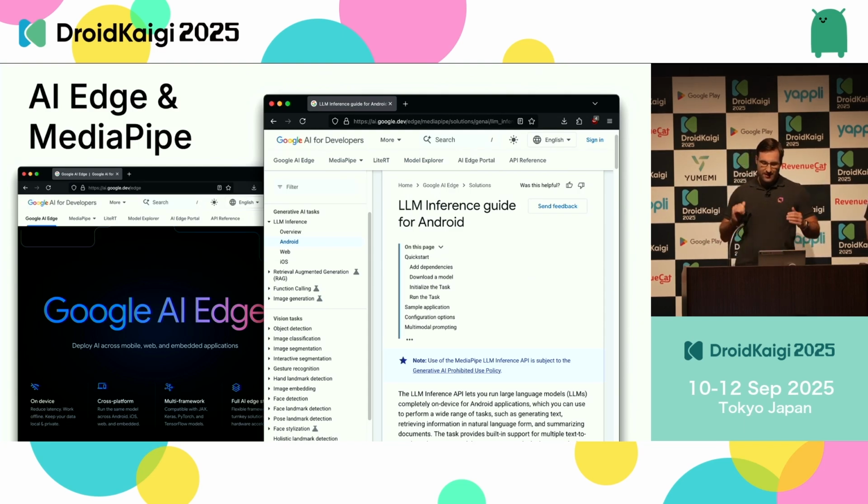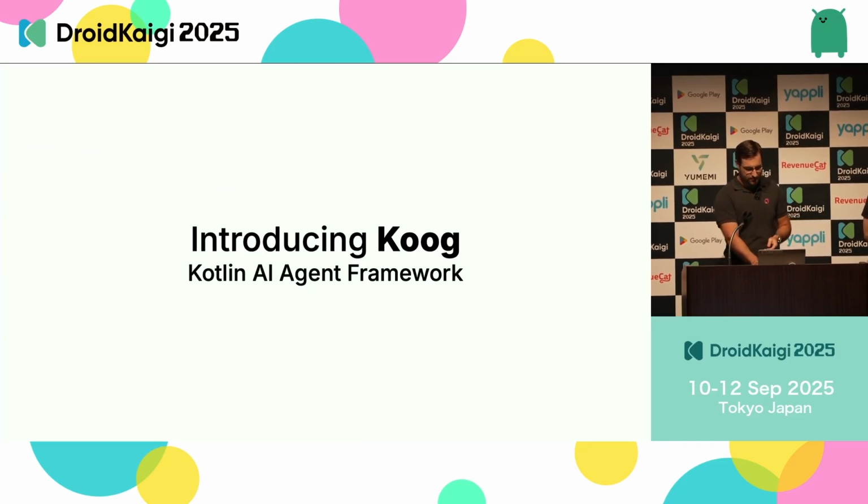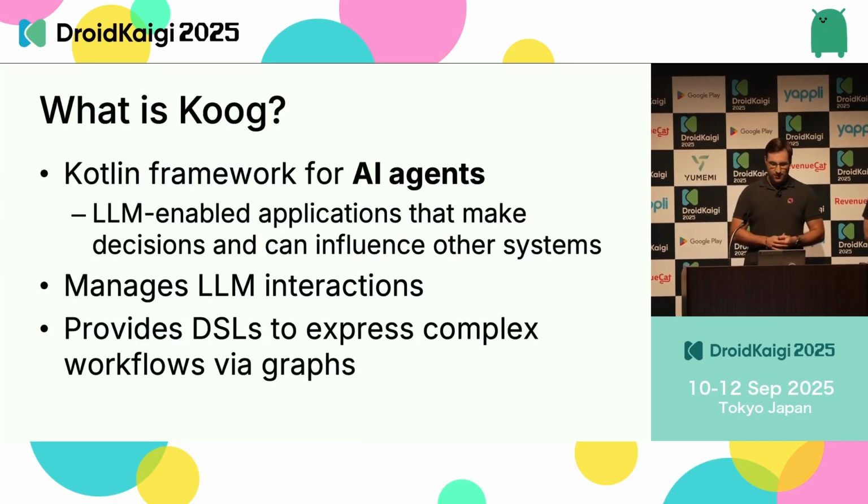Okay, so from here, I want to move up the stack and go all the way to agentic AI, because we at JetBrains have developed a framework to build exactly such agentic systems in 100% Kotlin. Let's take a look, and let's start with an introduction to the framework, which is Koog, our Kotlin AI agent framework. So what's Koog? Well, in short, it's a framework that's designed to create agentic AI systems.